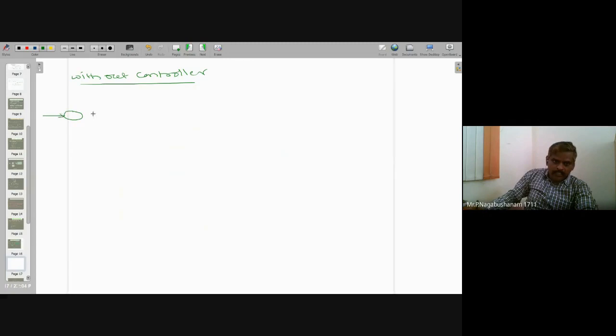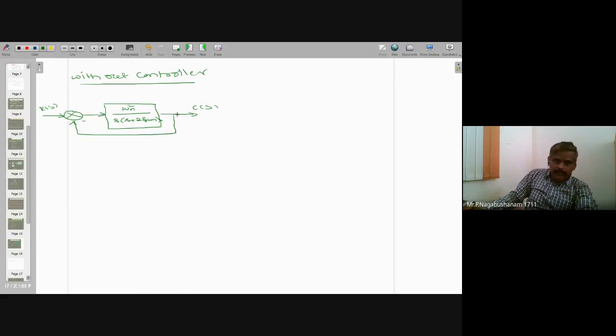Without control means a general second order system. It is a summing point. General second order, closed loop second order system. Taking the block diagram first. Block diagram. So omega n square divided by s into s plus 2 zeta omega n. Then it is the output C of s. This is input R of s. Assume feedback is negative feedback, that unity. H of s equal to 1.